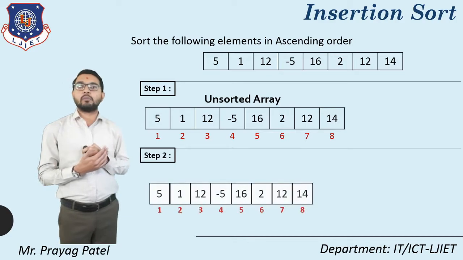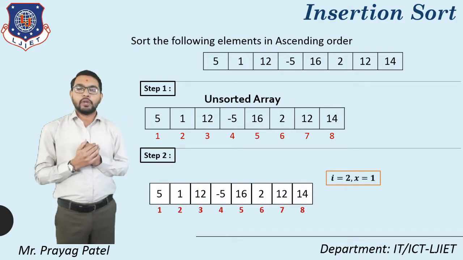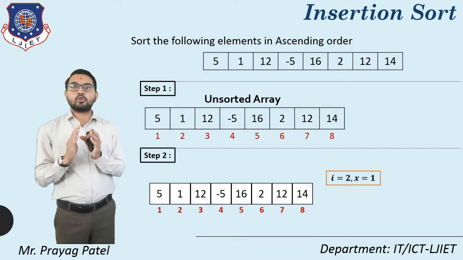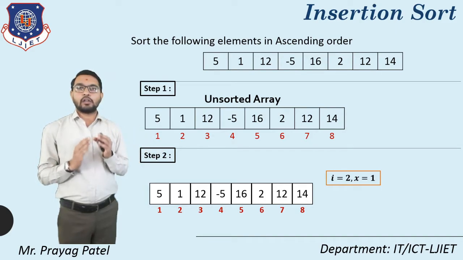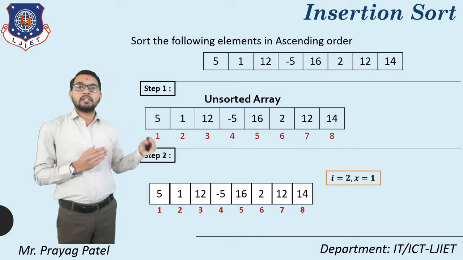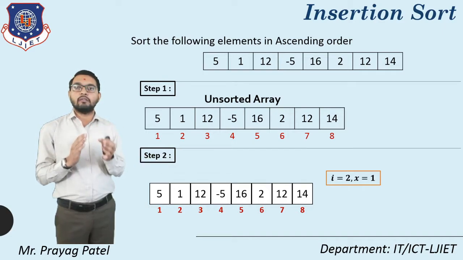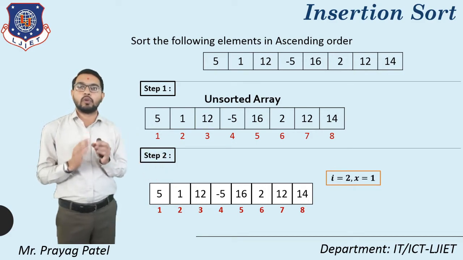Now consider step number 2. In step number 2, consider i equal to 2, because we already said that when only one value is there, there is no need to arrange it. So 5 is already sorted. So consider i equal to 2 as your initial value, and consider the variable x. The x variable will store the value of the i-th element. So here consider x equal to 1.